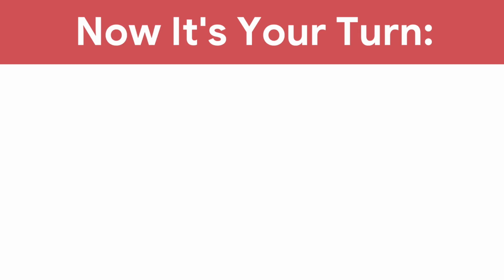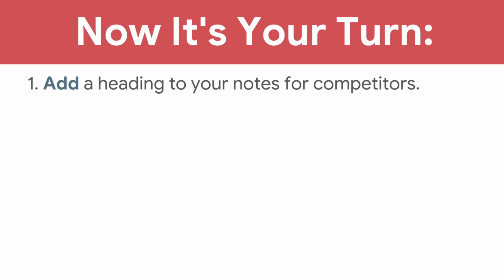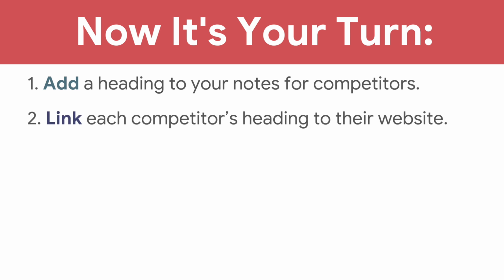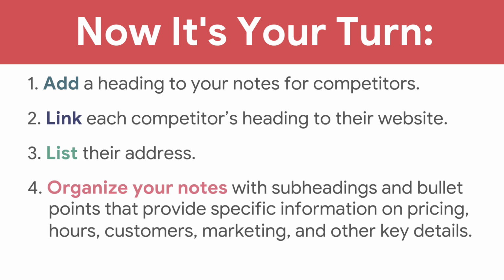Now, it's your turn. Add a heading to your notes for competitors, link each competitor's headings to their website, list their address, and organize your notes with subheadings and bullet points that provide specific information on pricing, hours, customers, marketing, and key details.